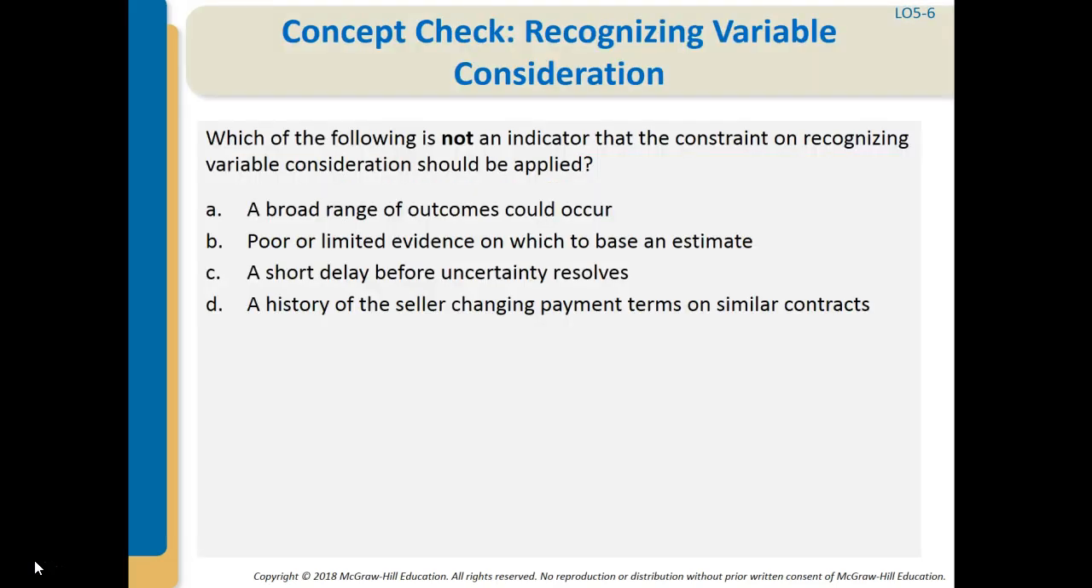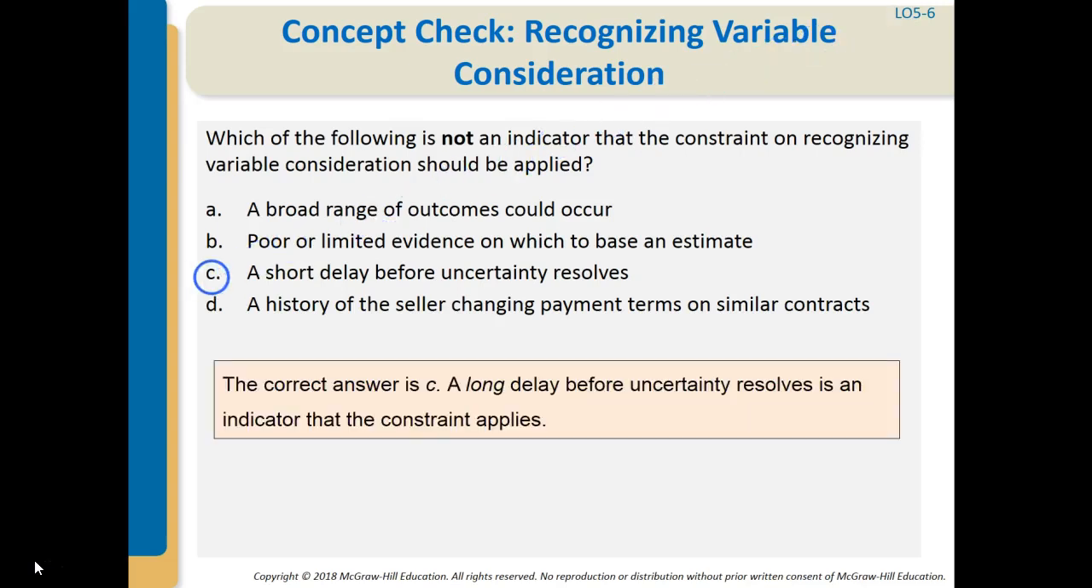So which of the following is not an indicator that the constraint on recognizing variable consideration should be applied? Is it A, a broad range of outcomes could occur, B, poor or limited evidence on which to base an estimate, C, a short delay before uncertainty resolves, or D, a history of the seller changing payment terms on similar contracts? Well, a long delay before uncertainty resolves is an indicator that the constraint applies, but not a short delay.